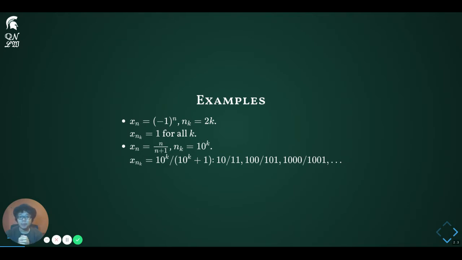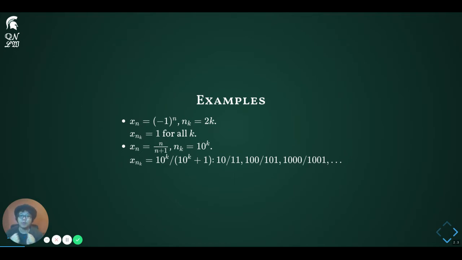In the second example, the original sequence x_n is given by the fraction n over n plus 1. The selection function is given by n_k equals 10 to the power k. This means that the first term of our subsequence is the 10th term of the original sequence.